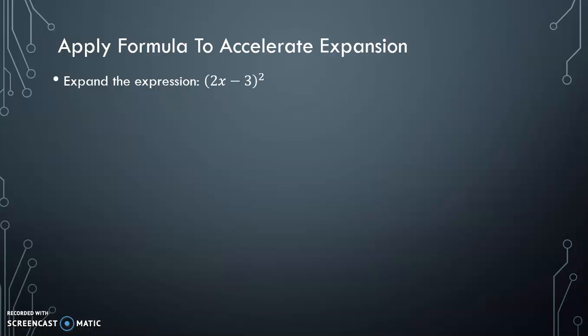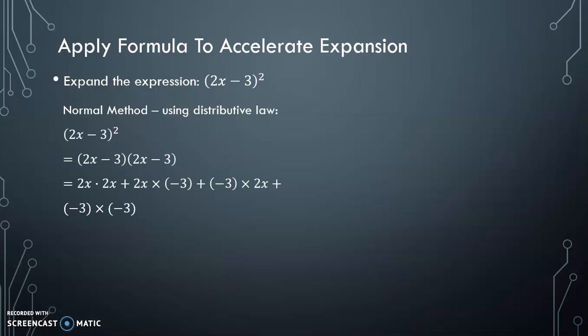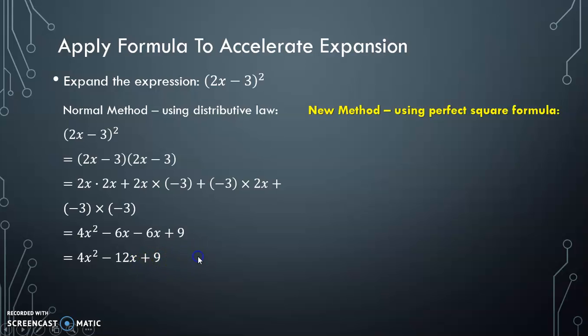Now, let's try to apply this formula. The normal method when we want to expand the expression (2x minus 3) squared is to use the distributive law. You write it as two brackets multiplied together. Then you have 2x multiplied by 2x, then 2x multiplied by negative 3, then negative 3 multiplied by 2x, and then negative 3 multiplied by negative 3. You do the calculation, then you collect like terms. That's your answer.